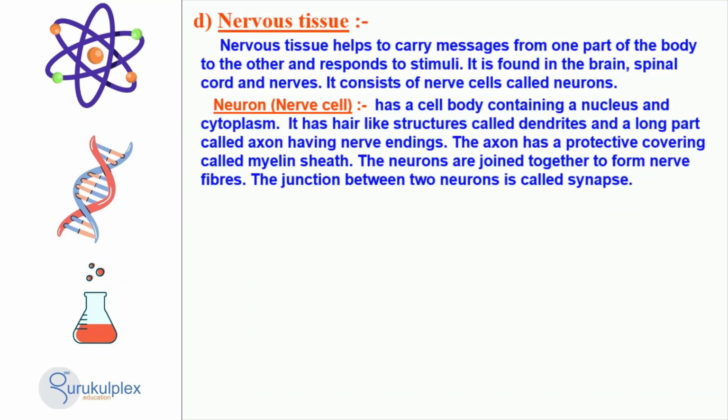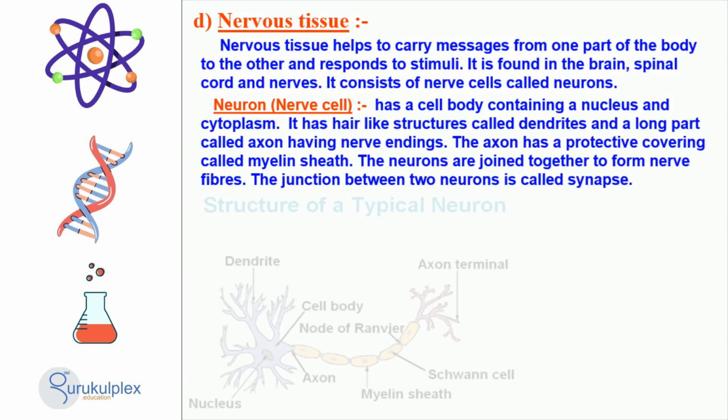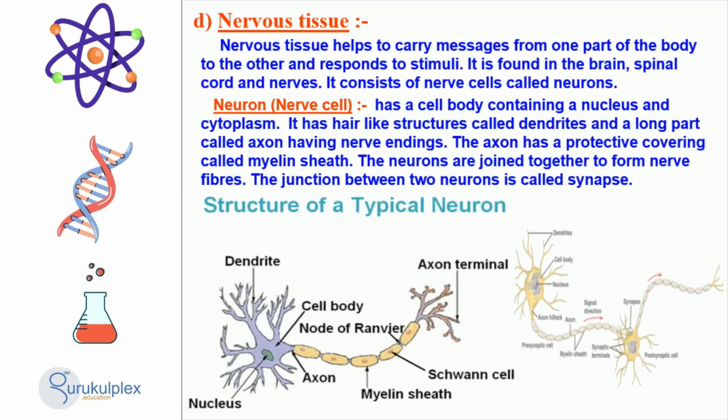Nervous tissue plays an important role in our body as it helps to transmit information from one part to the other. It can be found in the brain, spinal cord and nerves and is composed of nerve cells known as neurons. Each neuron consists of a cell body containing a nucleus and cytoplasm, as well as dendrites, which are hair-like structures, and an axon, which is a longer part with nerve endings. The axon is further protected by a layer known as the myelin sheath.